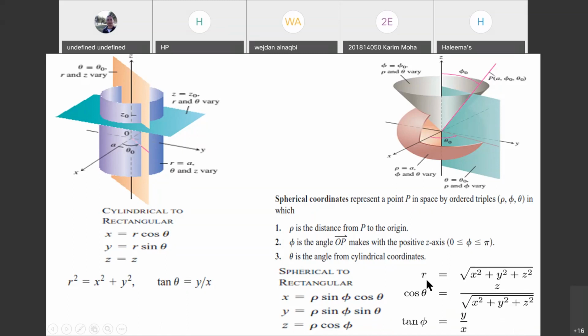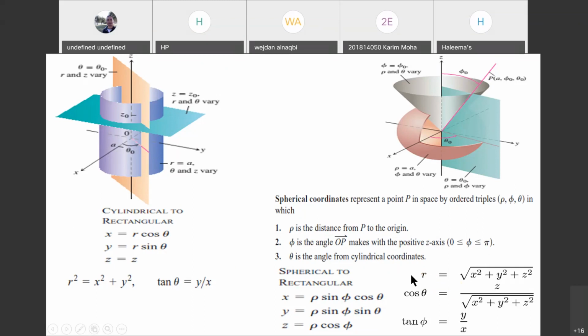If I would like to have the radius, sorry, I wrote r. This is rho, not r. Sorry, this is my mistake. This should be rho, not r. Okay, this is rho. So this is not r, this is rho, not r.